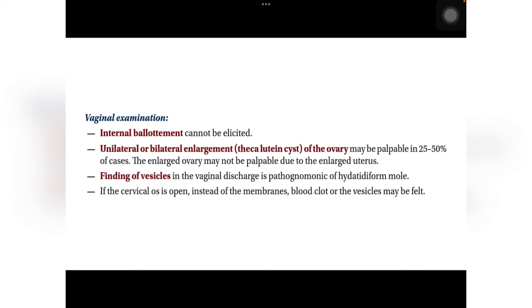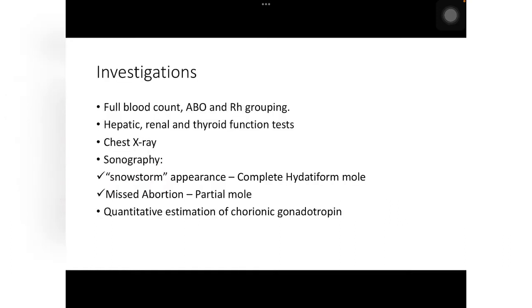When the uterus is 30 weeks size, you will obviously think there is a baby inside, right? But there is no ballottement present. Sometimes the ovaries can contain theca lutein cysts, which are very common, in 25 to 50% of cases with molar pregnancy. And when you do a PV, even the vesicles can come out per vaginally. So this is what we find on vaginal examination.